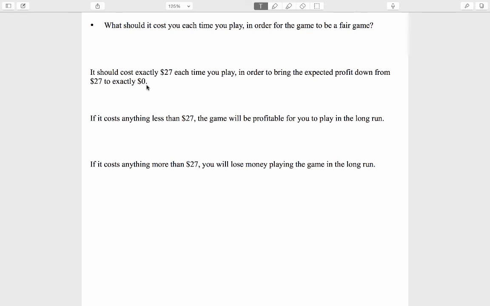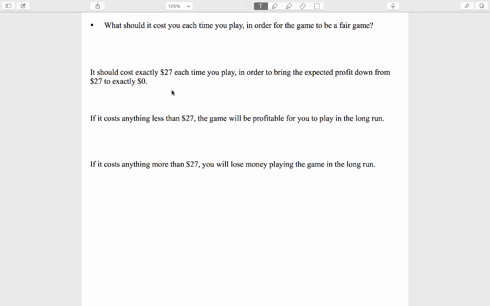Notice that you can have a fair game with an unfair die. In other words, you can make up for the fact that the outcomes on the die are not equally likely by adjusting the cost of the game to make it fair. If it costs anything less than $27, the game will be profitable for you to play in the long run. But if it costs anything more than $27 per play of the game, you will lose money playing this game in the long run.